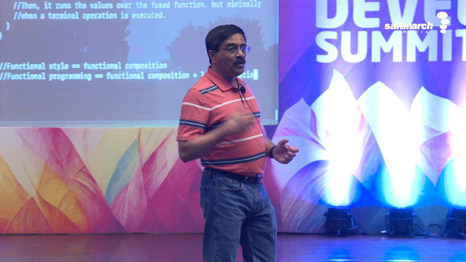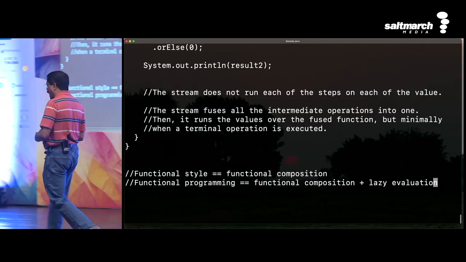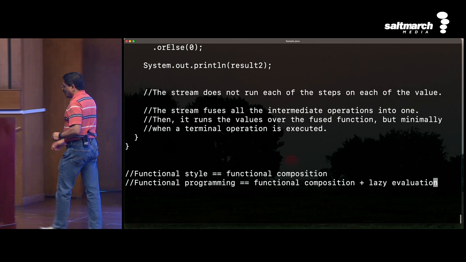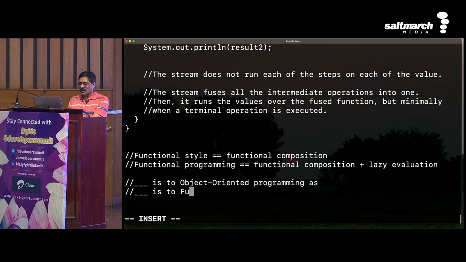So what it really comes down to is this. There are a couple of things we want to identify. And that is, you want to think about this a little bit further. If you look at this, the blank is to object-oriented programming as blank is to functional programming, right?